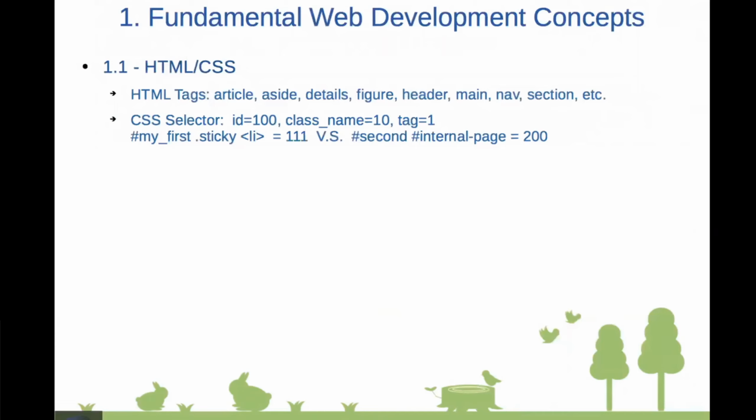Right now, I have an example. My ID, my first, class name, sticky, and we have a lead tag. So we have 111 score. Second one, we have 2 IDs, so there were 200 scores. So the second one will be applied on the web page.